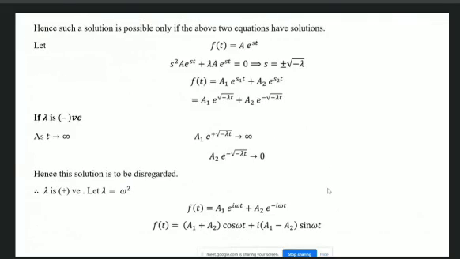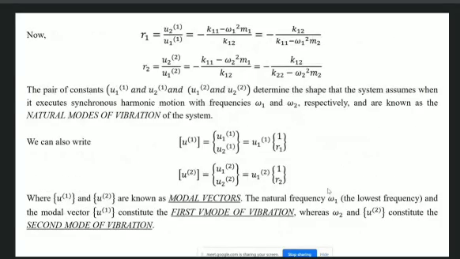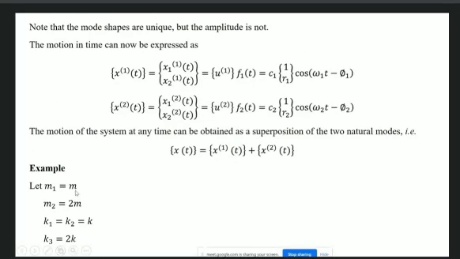Then now consider m1 equal to m and m2 equal to 2m. That means you please write down the mass matrix, that it will be [m 0; 0 2m]. Can you please write it down? m1 equal to m, m2 equal to 2m, k1 and k2 are given as k, and k3 given as 2k.